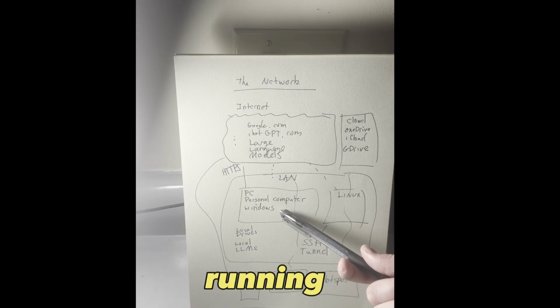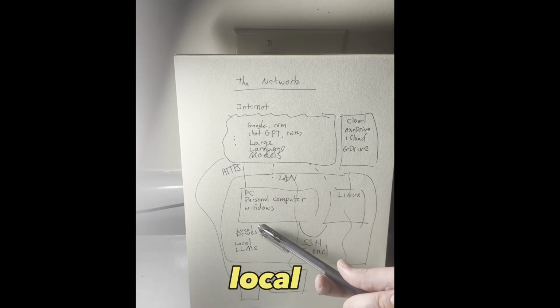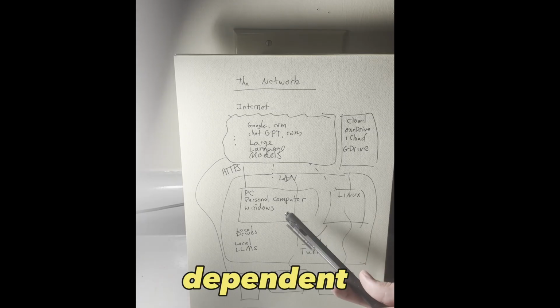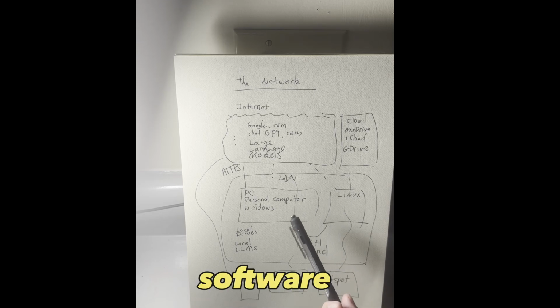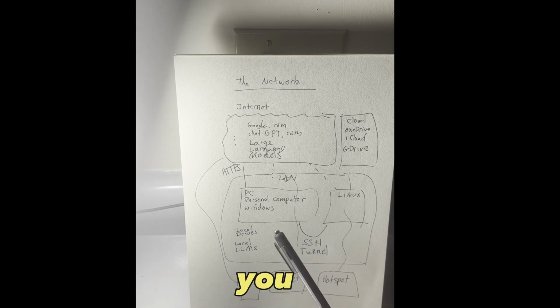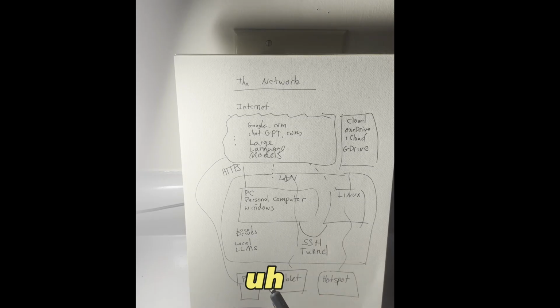You have a personal computer that's running Windows, and that's connected to the internet, and you can plug in your local drives, and this is dependent on your specific version of Windows that you have. And then you have all the software that you buy, purchase, subscription, download Steam games, you have your own computer model.